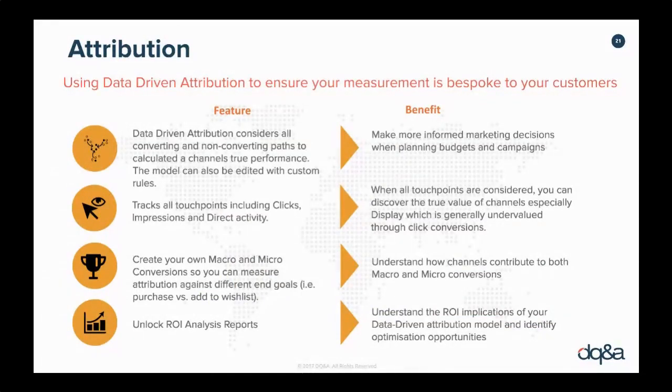I'm not going to dive too much into how that works, but it does take into account all converting and non-converting paths to calculate the performance of your channels, and it takes into account all touch points, including clicks, impressions, and direct activity to your website. Of course, GA does not track any impression, and the impressions that we refer to are the ones coming from the integration with DV360 and Campaign Manager.